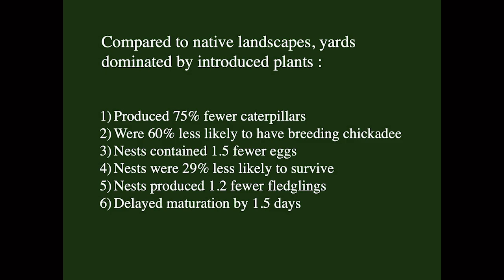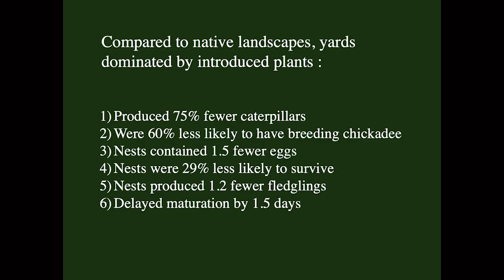They were 60% less likely to have breeding chickadees at all. So Desiree would put up a nest box, and tree holes are in short supply in that area, so the birds try to use it. But some of the birds would come and look around, and they had the ability to assess the quality of the habitat, and they said, there's simply not enough food here. We're not even going to try. If they did try, the nest contained 1.5 fewer eggs. They were 29% less likely to survive. They produced 1.2 fewer fledglings, and it took them 1.5 days longer to fledge.